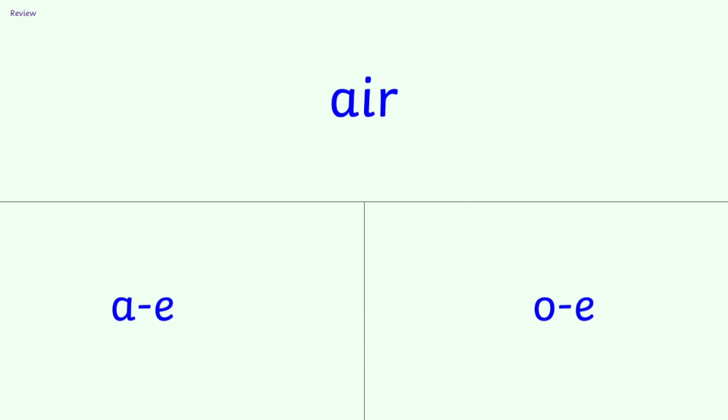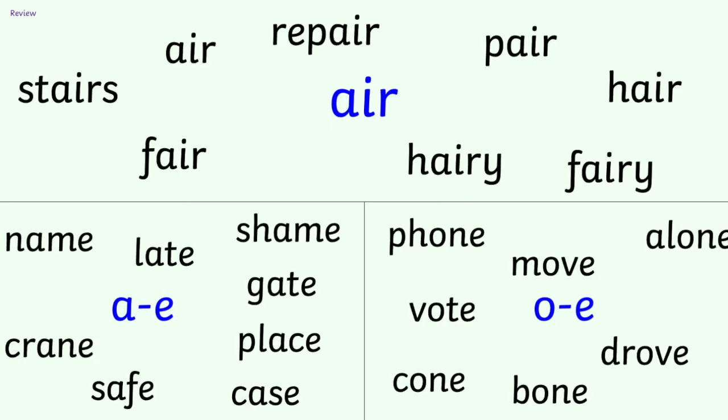Here are some of the words then that you could have found. I'm sure you've got your own words as well. Now let's start with this top one with the air sound. I found this one quite tricky actually to think of words from my head, and I had to go and look up some words. So if you didn't get many for this sound, then that's all right. I think this is quite a tricky sound to remember. But yes, it makes the air sound, and we've got stairs, fair, air, repair, pair, hair, hairy, and fairy, all making that air sound.